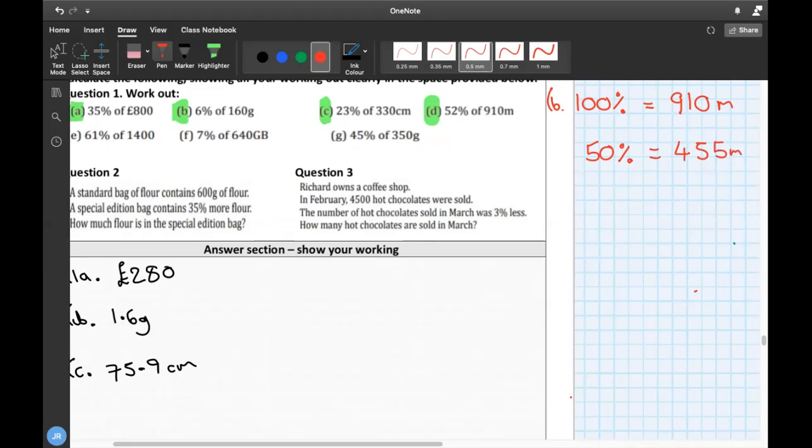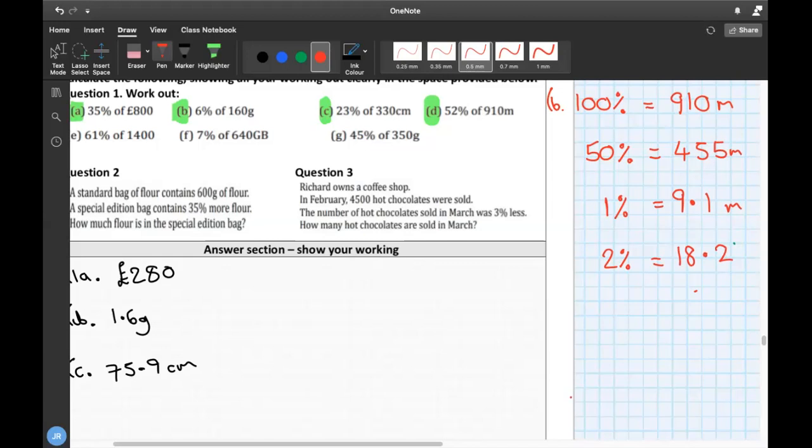I then need that 2%, so I could find 1% nice and easy, just divide the original by 100, so I'll need 2 decimal places, 9.1 metres. And then how do you get from 1% to 2%? You just multiply by 2. So that's going to be 18.2.